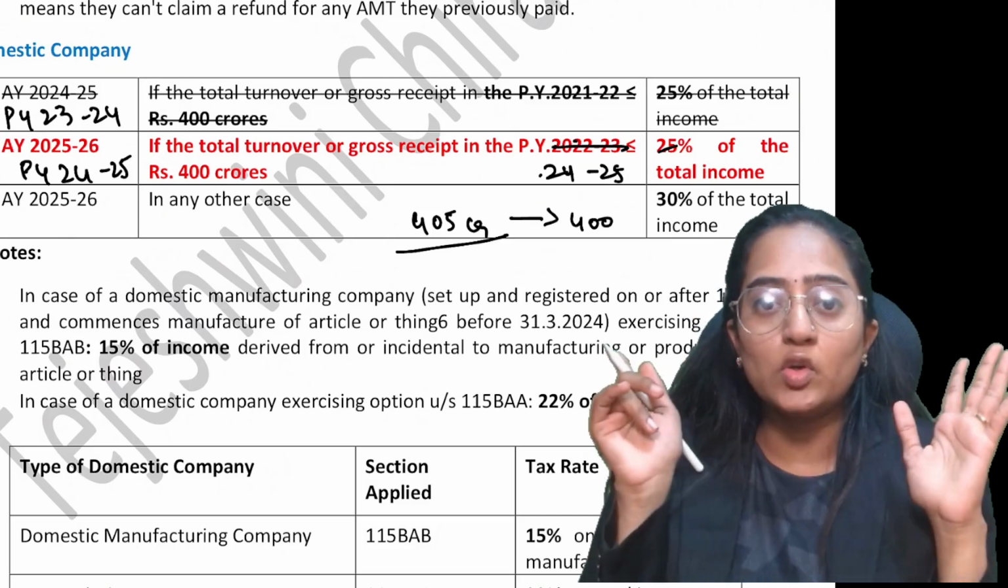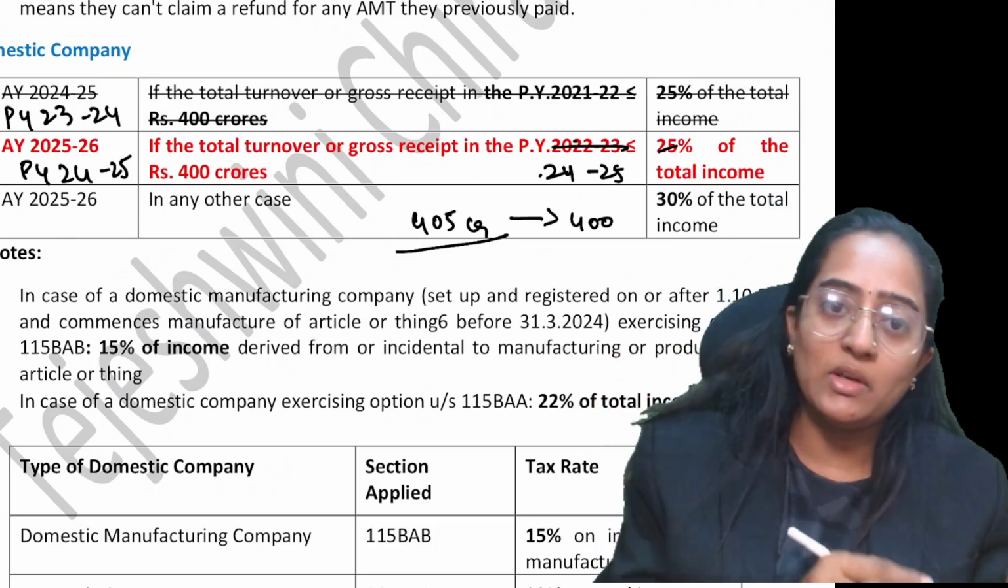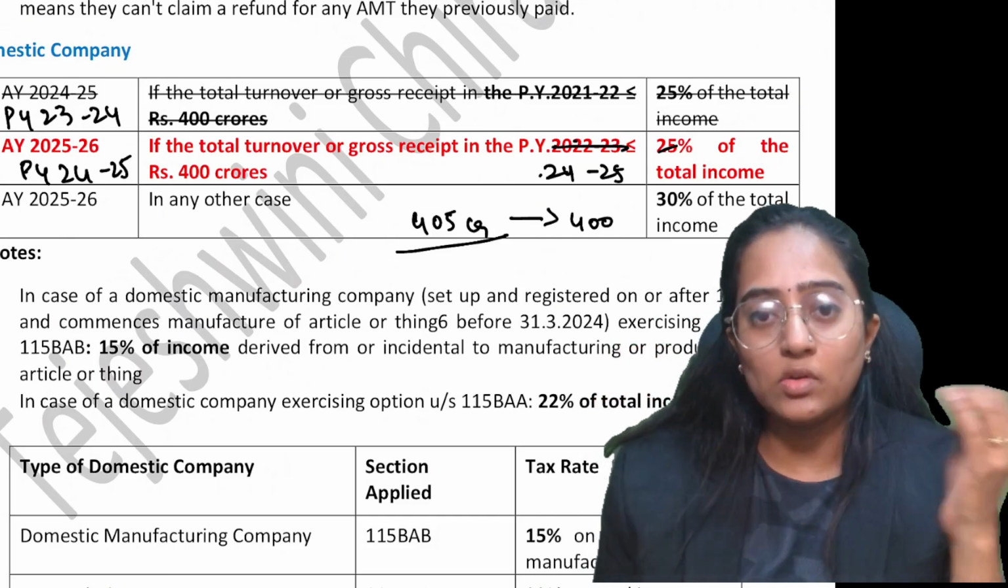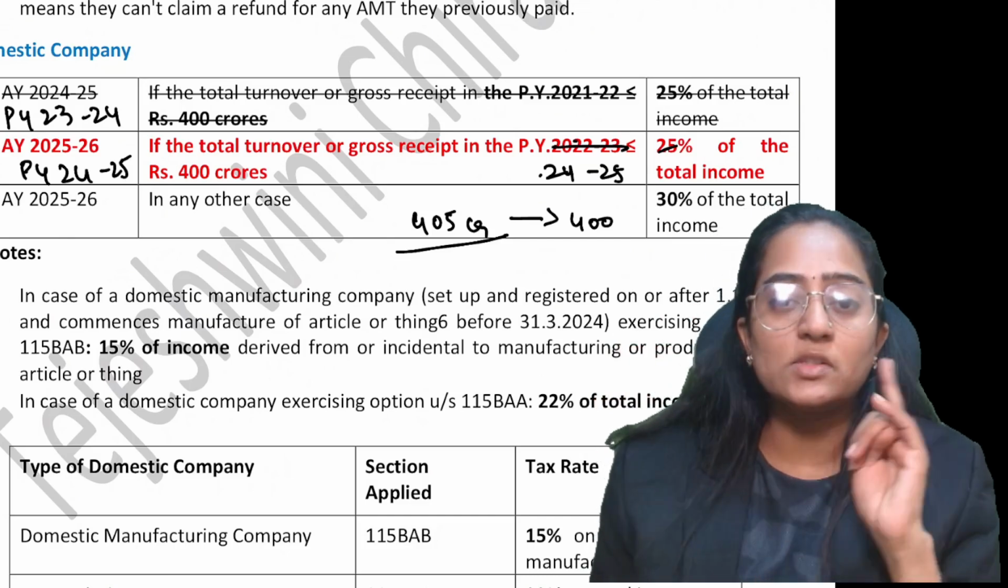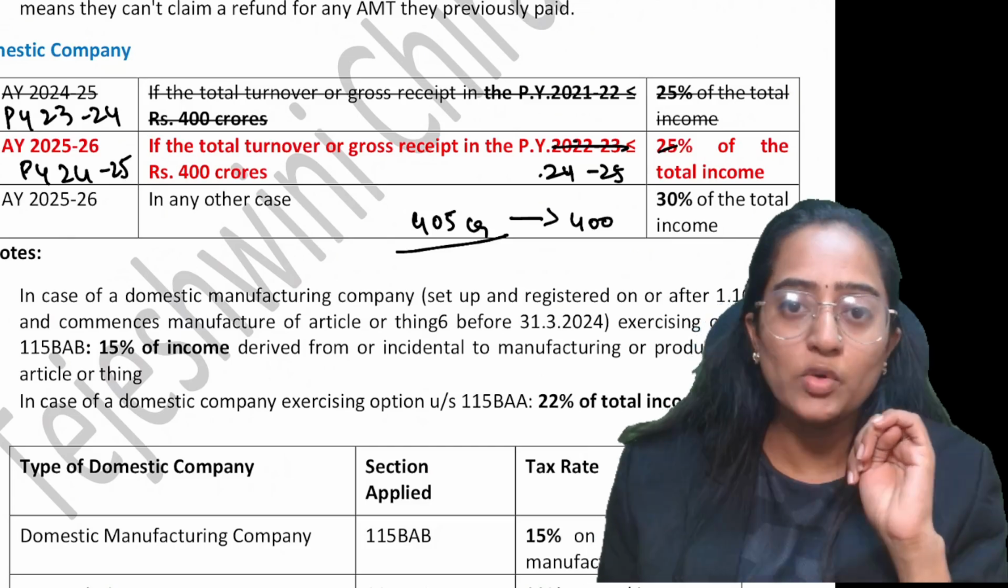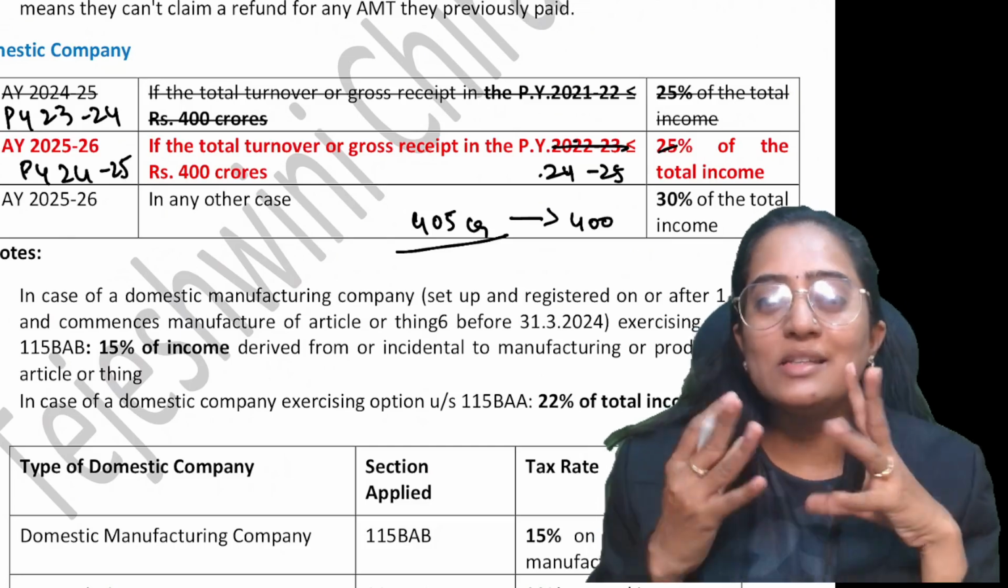You take the PY 2022-23 turnover. If that turnover is exceeding 400 crores, you apply 30%. If it is not exceeding 400 crores, you apply 25%. That is the reason behind it.